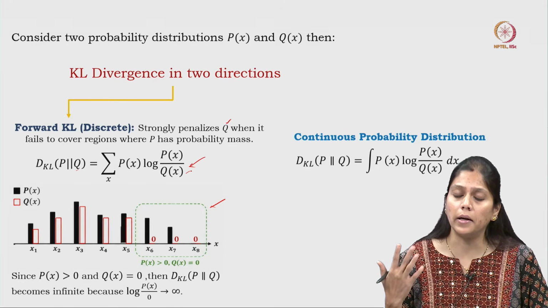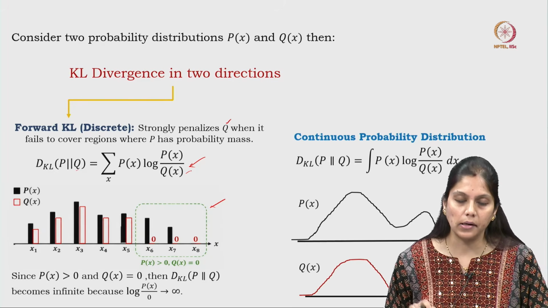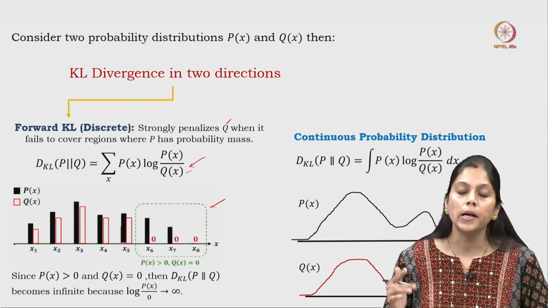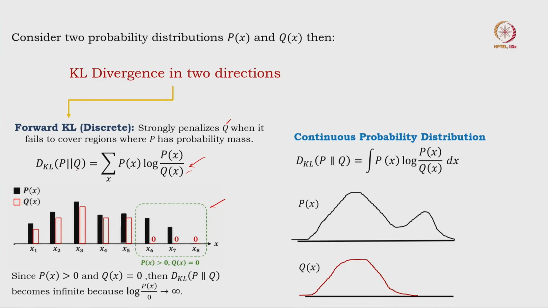How does the diagram look like? Is it not this is P of x and this is the second distribution Q of x? We have two distributions now, P of x and Q of x. Now when you overlap it, you observe here, this is the region where the model did not capture, which means there is some data here, there is a mass, P has a mass, but Q did not capture it. This is the forward KL.